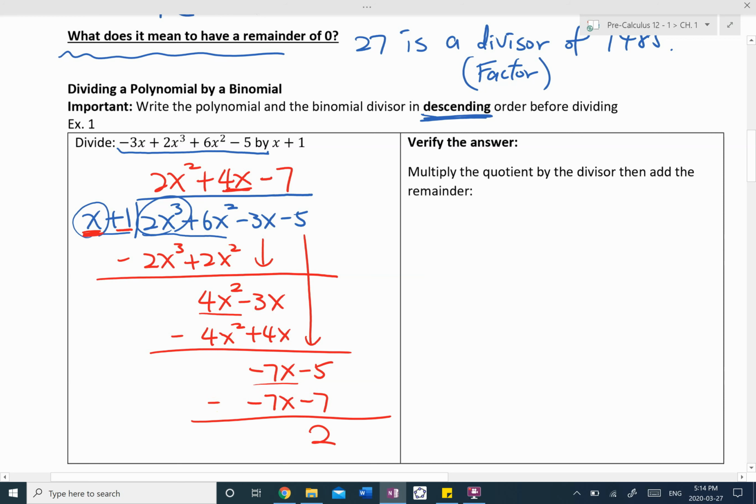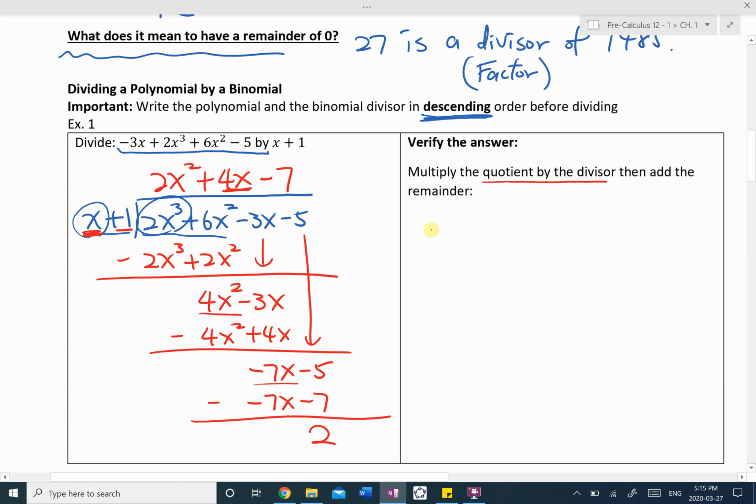So here, we just finished dividing the polynomial by the binomial. We get a quotient of 2x squared plus 4x minus 7. Now, we can always verify the answer by multiplying the quotient by the divisor and then adding the remainder and see if that gives us the dividend that we had originally, okay?